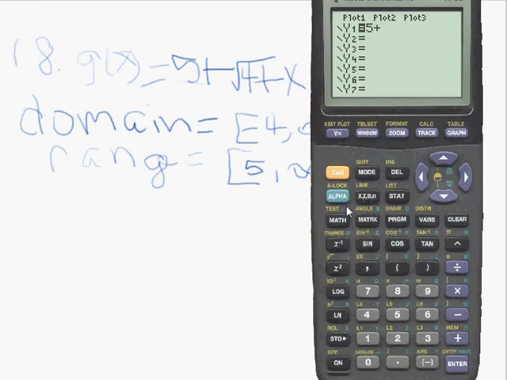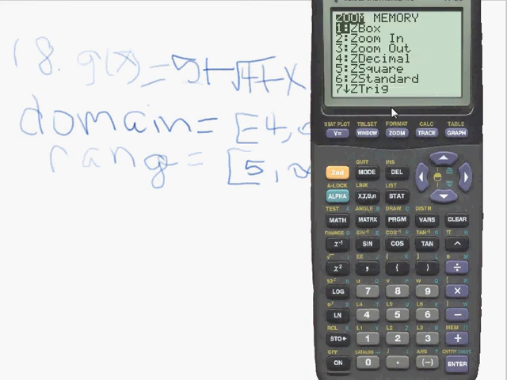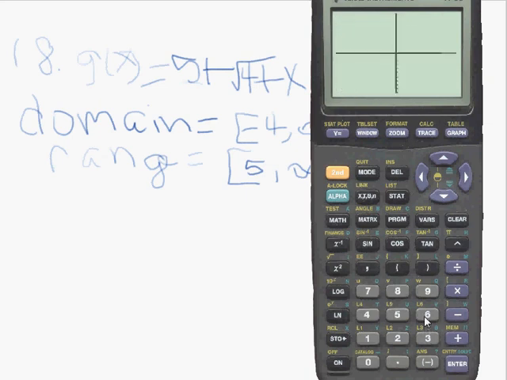Five plus the square root of 4... is it 4 minus x or 4 plus x? It's 4 plus x. Okay. And then we were making crazy windows in calculus, so do Zoom 6, just to go back to the standard -10 to 10 window.